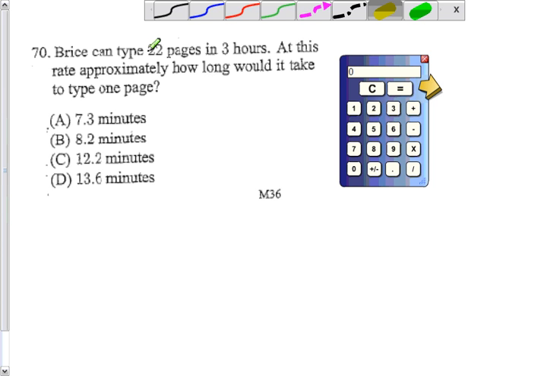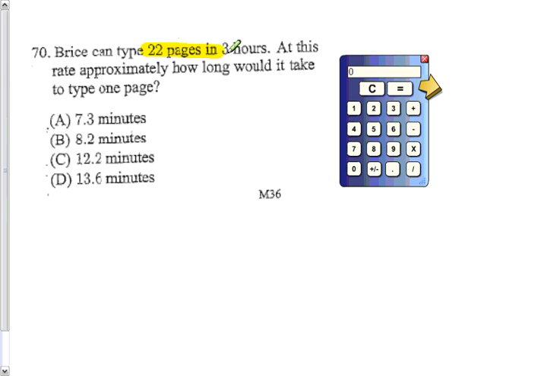So Bryce can type 22 pages in 3 hours. At this rate, approximately, now we're approximating, how long would it take him to type one page? And again, they've written the number one out as a word.